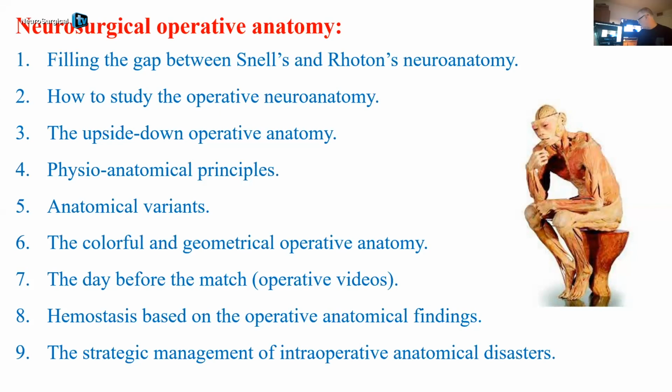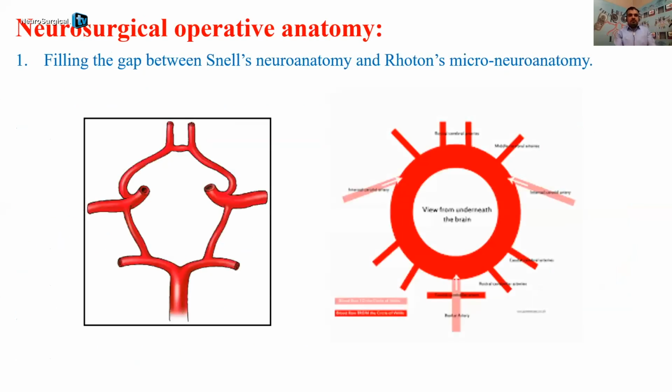So, starting with this lecture, which is filling the gap between Snell's and Rhoton neuroanatomy. First of all, we already presented the first lecture about starting with the simple illustrations that are usually represented by Snell's neuroanatomy. Although it's a good book and it's widely used all over the world, it's extremely simple to be a neuroanatomy book for a neurosurgeon. So I always advise my colleagues and my students to start with Snell's neuroanatomy, but it will take about 1 month.